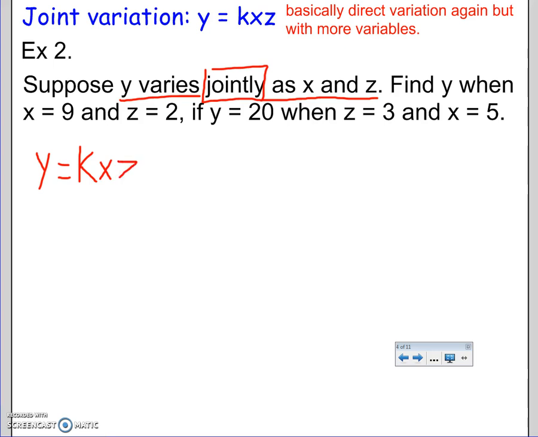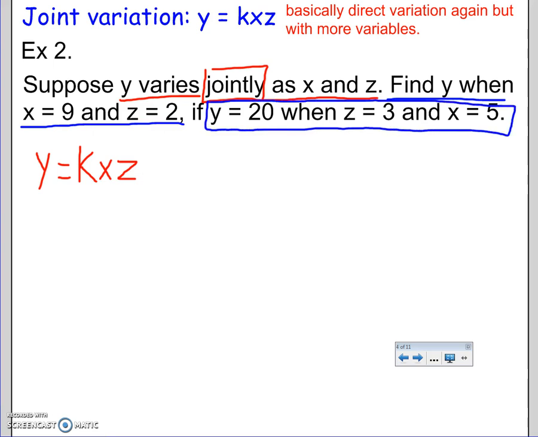Now they use different letters. They might always use x and z and y. All right, there are two situations. Find y when x is 9 and z equals 2. So see, y is missing. That's our incomplete situation. The other one says if y equals 20 when z equals 3 and x equals 5. There's the one where we know everything.